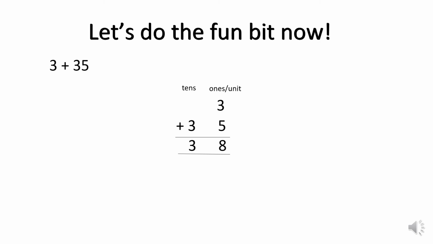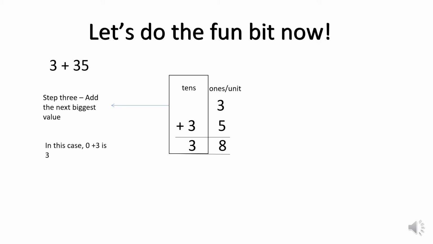Step 3, we then add the next biggest value. In this case, it's 3. Now there is nothing above 3, so that means it's just 0. So 0 plus 3 is just 3, and you write 3 in between the two lines that you have drawn. So now the number becomes 38.